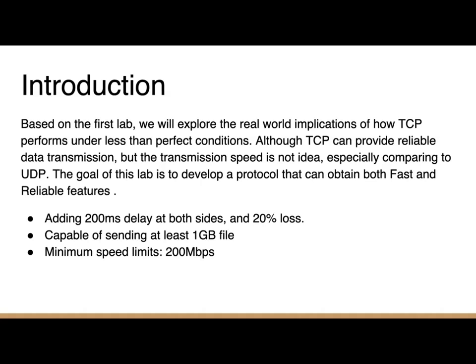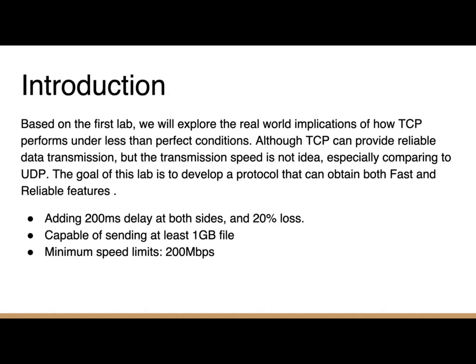Based on the first lab, we will explore the real-world implications of how TCP performs under less than perfect conditions. Although TCP can provide reliable data transmission, the transfer speed is not ideal, especially compared to the UDP protocol. So the goal of this lab is to develop a protocol that can obtain both fast and reliable features.